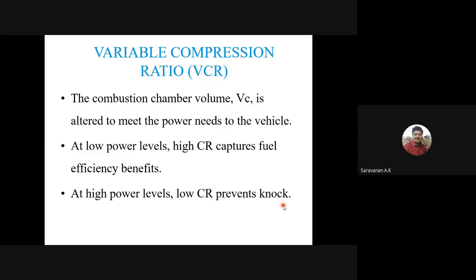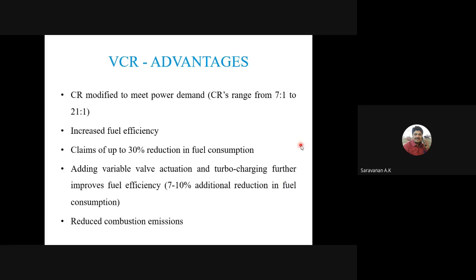Once it prevents the knocking, the emission conditions will be good. Emissions will somewhat reduce. If you avoid the knocking, it will prevent damage to the engine parts. So that's the reason. The advantage of this VCR engine is that if the compression ratio is modified, we can modify our power and the economic range, in fuel terms as well as performance terms.